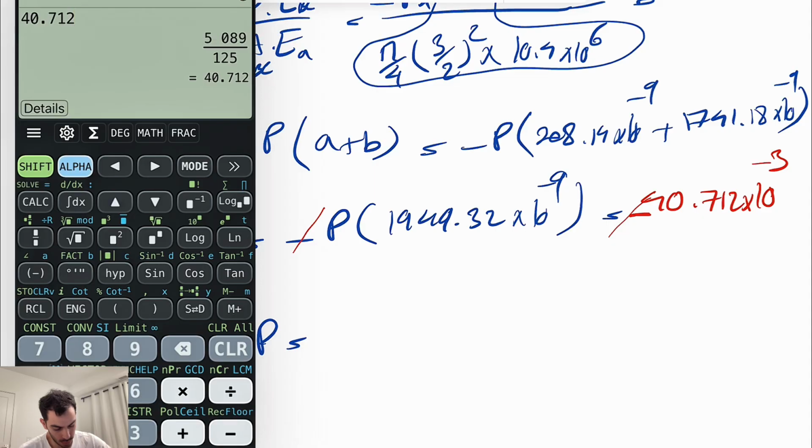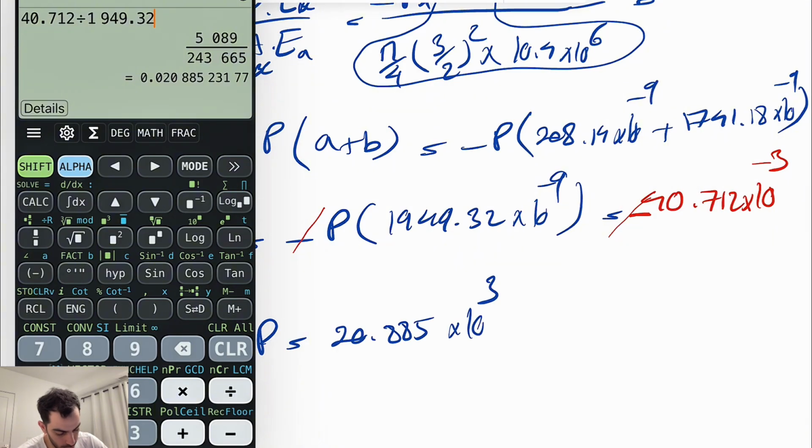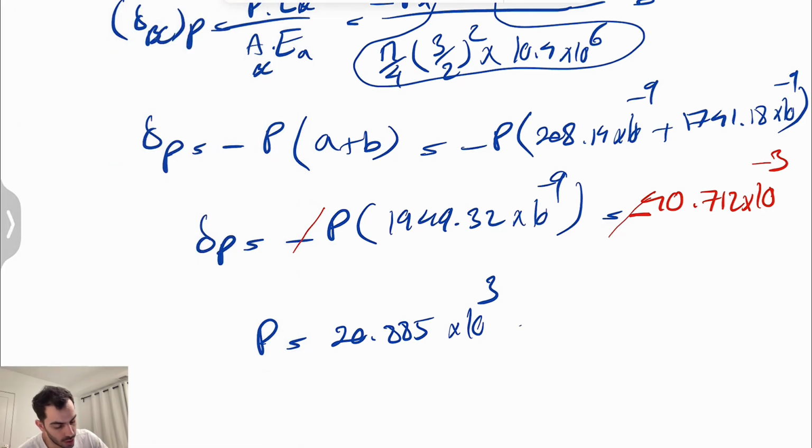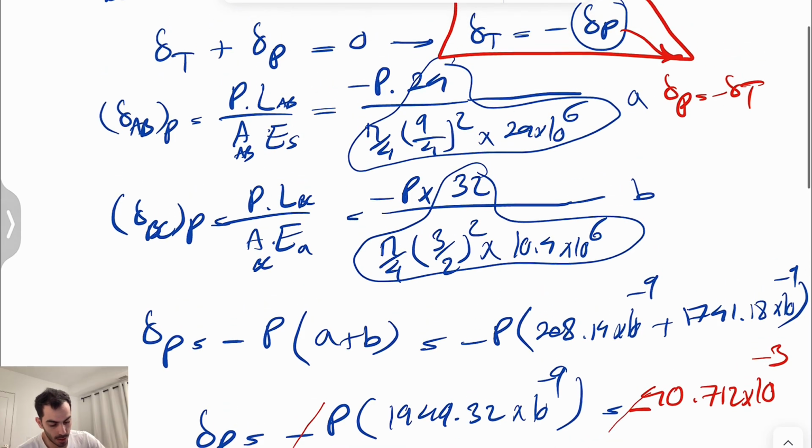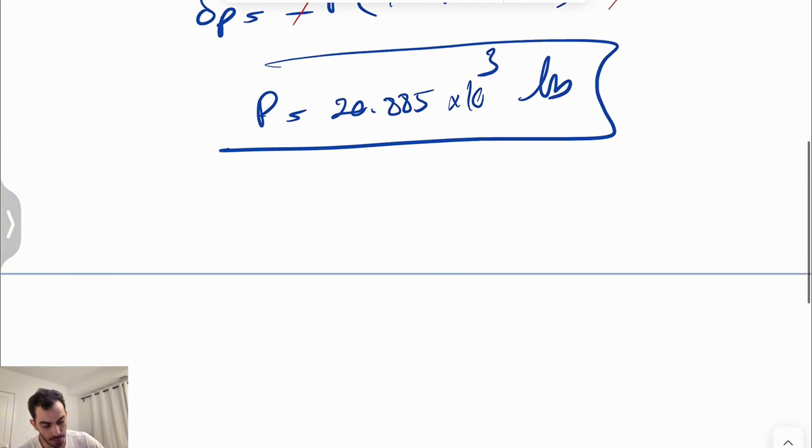And the P will be 40.712 divided by 1949.32. So that's going to be this value times 10 to the 6, or we can just write it down as 2.885 times 10 to the 3, and the unit here would be pounds. The reason is that our elastic modulus is in PSI, pounds per inch squared, so each of the forces that we are getting here is going to be in pounds.